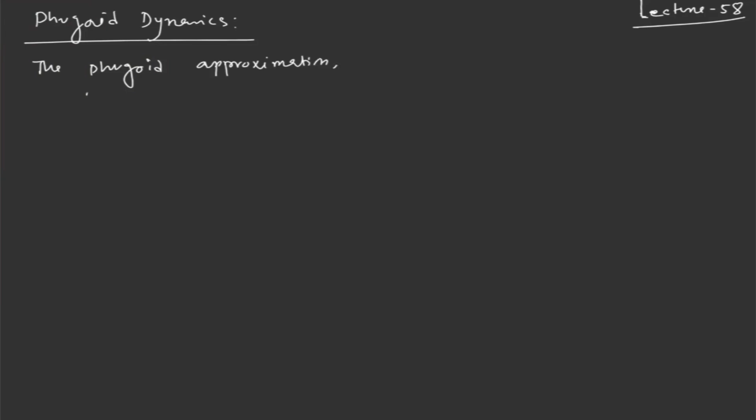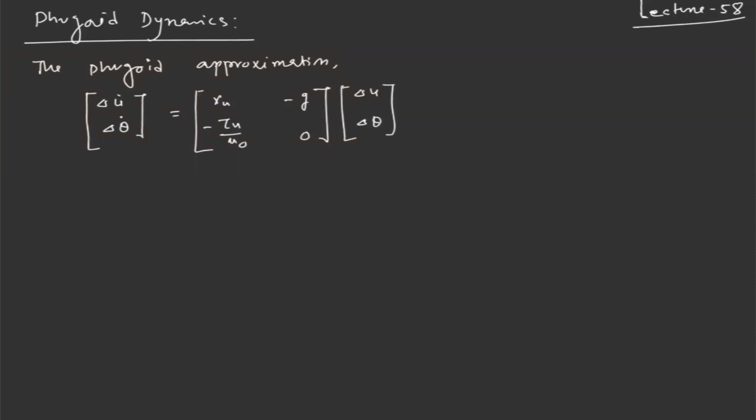If you remember, we had delta u dot, delta theta dot equal to the matrix with entries Xu, minus g, minus Zu divided by u naught, 0, and the state vector delta u and delta theta. This is the equation we had for the Phugoid motion.